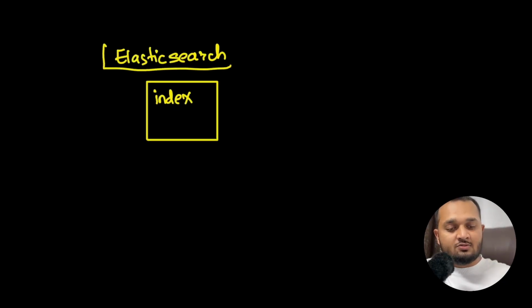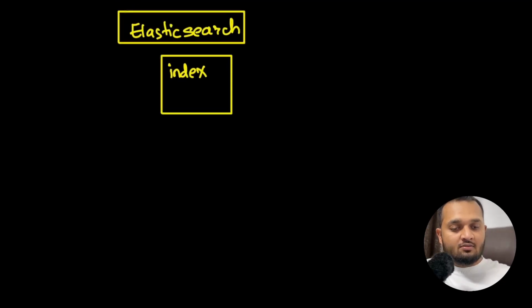Let's discuss the high level architecture of whatever we are going to make today. So we have an Elasticsearch server. Basically this is the database, and we'll create an index in this database. An index is analogous to a table in a MySQL database or any relational database. So we'll create an index inside of Elasticsearch.